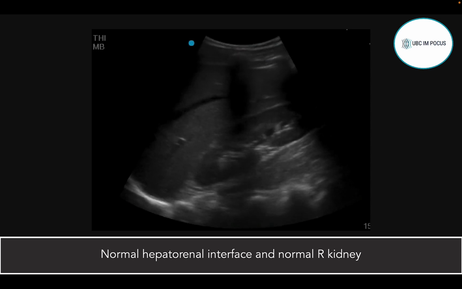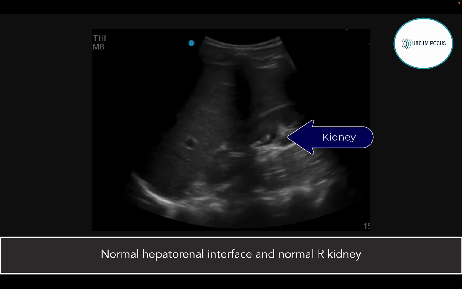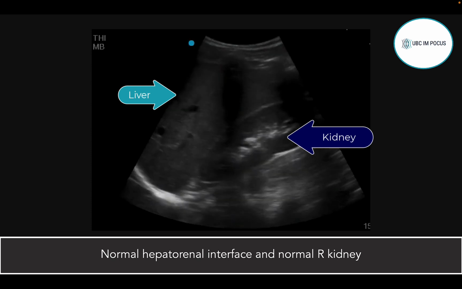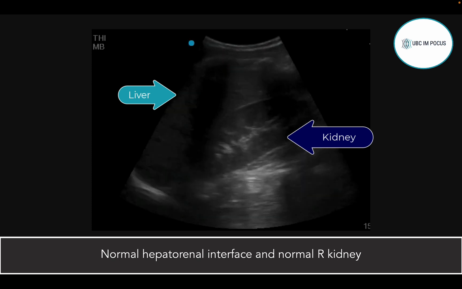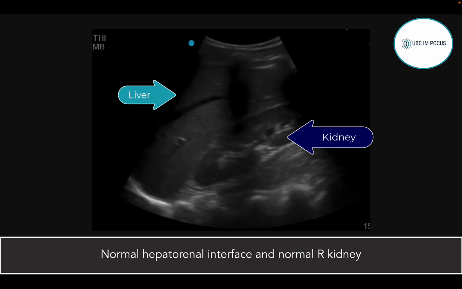This is just another nice normal, so beautiful kidney there. Very nice liver. We're fanning through. We see a little bit of diaphragm there on the edge of our screen. We see some hepatic veins as we're fanning through the liver. So again, we're using the curvilinear probe on the abdo setting.